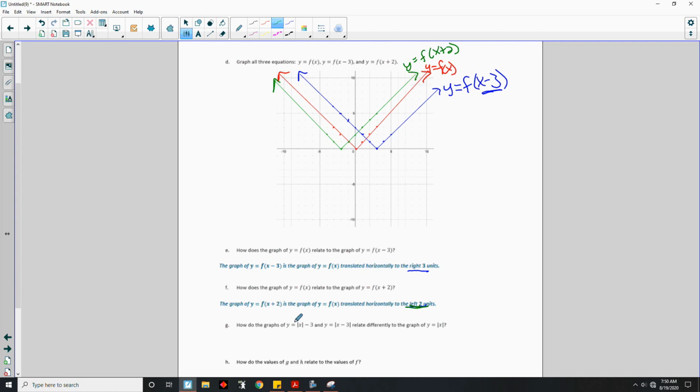Okay, G says, how do the graphs of y equals the absolute value of x with minus 3 on the outside and y equals the absolute value of x minus 3 inside relate differently to the graph of y equals the absolute value of x?